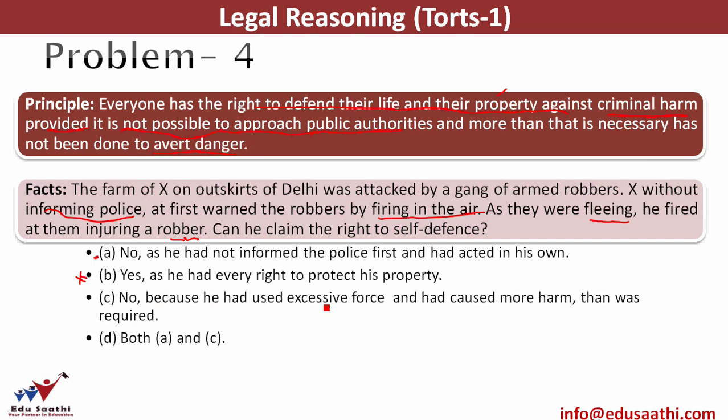Next is C: no, because he had used excessive force and had caused more harm than was required. So while solving questions, you must take the priority basis, that what the principle says should be taken into consideration. In this case, A and C are the options which fit best on the principle provided: that he had the time to inform the police authorities, which he had not done, and acted on his own; and second, that he has used excessive force to avert the danger. So the right option is both A and C. In this case, he does not have the right to private defense due to both A and C reasons.